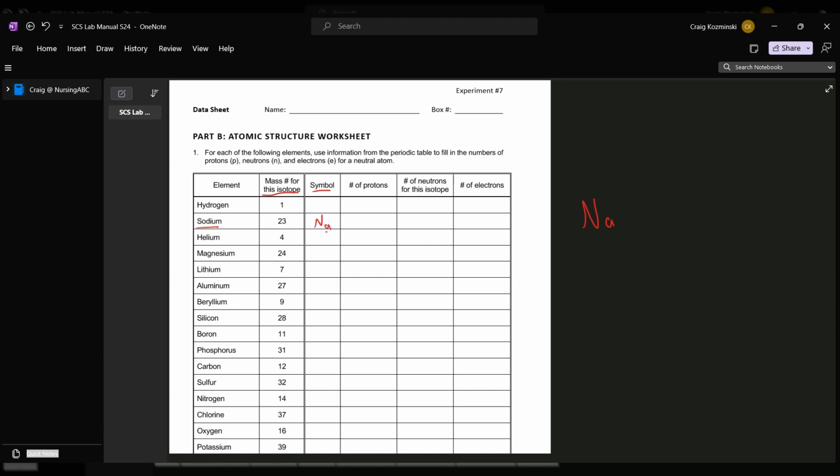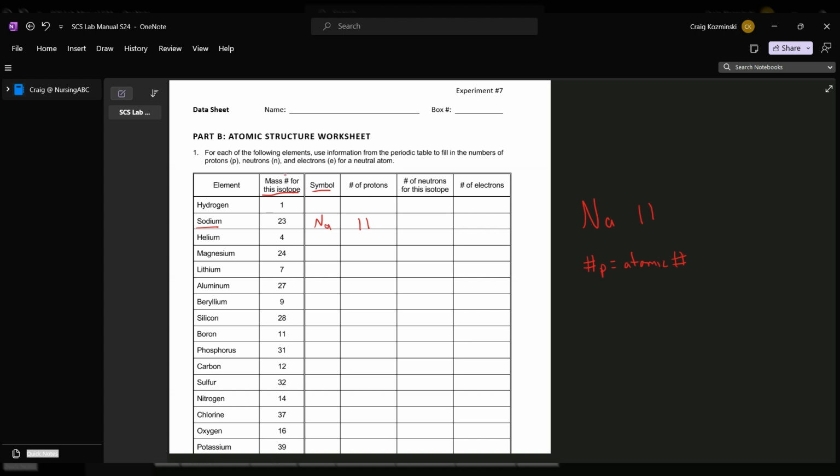Now, using your periodic tables, there should be one printed in the back of your lecture manual, not your lab manual. That periodic table is incomplete. But the atomic number for sodium is 11. So 11. To determine the number of protons, that's going to be equal to the atomic number. So, because I have 11 as my atomic number, that's also the number of protons.